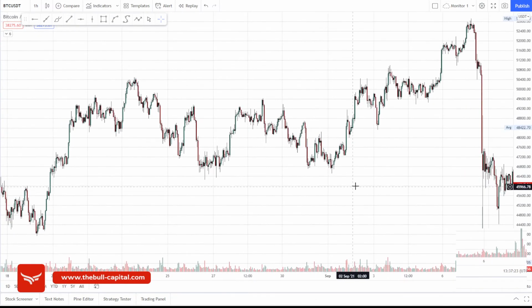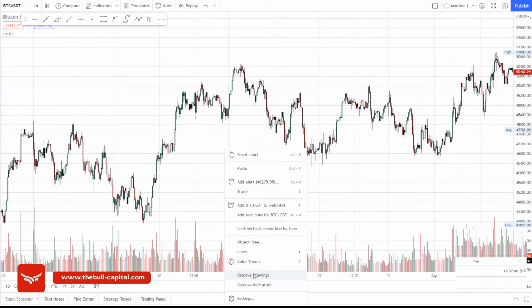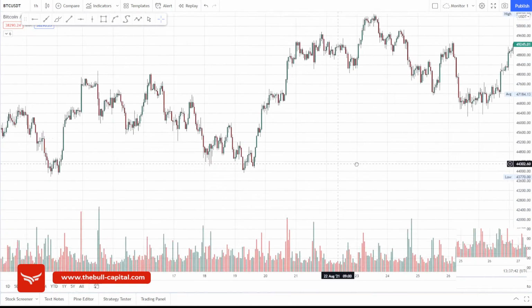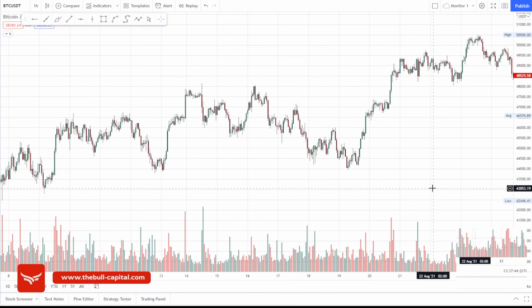Let's see. I want to find another break level, but I want to find an easier one for you guys to see so you can understand how it actually works, because some of them are harder to spot. Yeah, we have another one here.